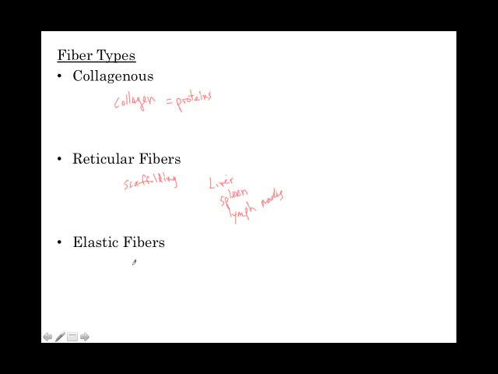And then elastic fibers. These are made of a protein called elastin, and these proteins are able to be pulled and stretched, and then eventually they go back to their original length, hence the term elastic. And different tissues are going to have different concentrations of these different fibers in them.